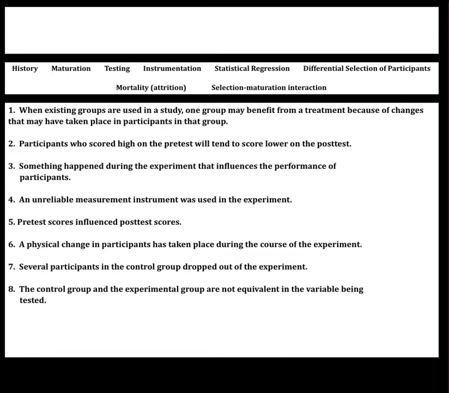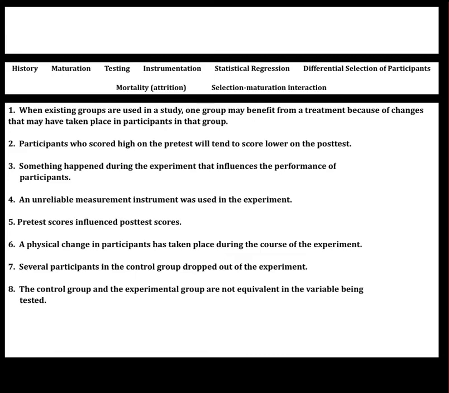Number 3: something happened during the experiment that influences the performances of the participants. Well, if something happened during the experiment, that's most likely a historical threat. Number 4: an unreliable measurement instrument was used in the experiment, and that would be the threat of instrumentation.